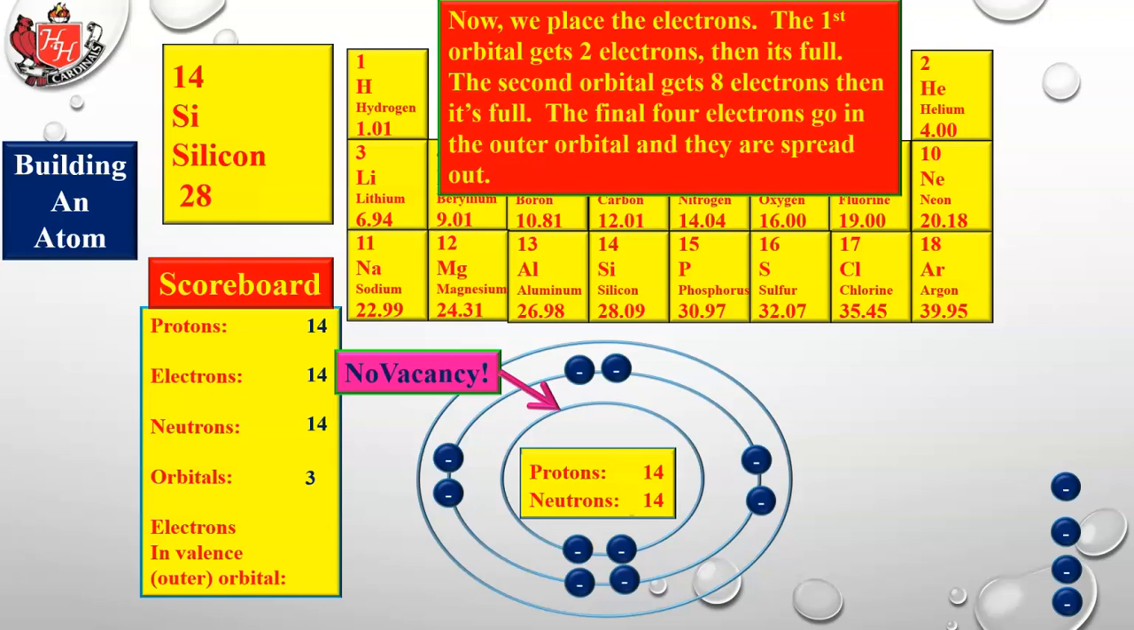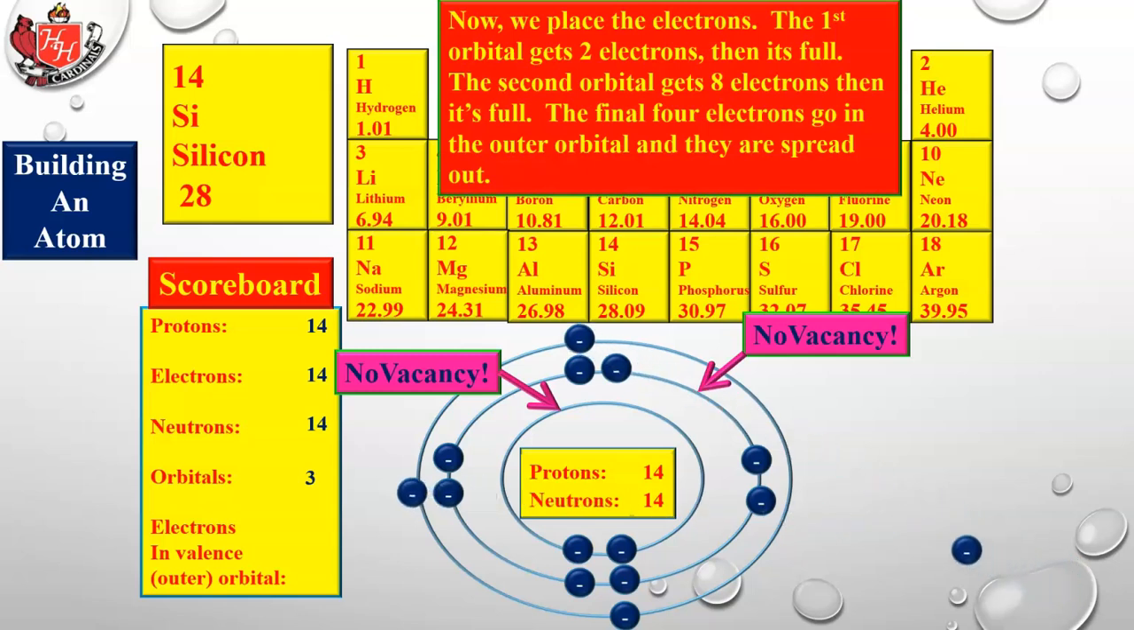Now the second orbital has 8 electrons. That's all it can hold, so it has no vacancy. So now we're going down to the third orbital, and we're going to place an electron there, an electron there, an electron there, and there, okay? And that's all the electrons.